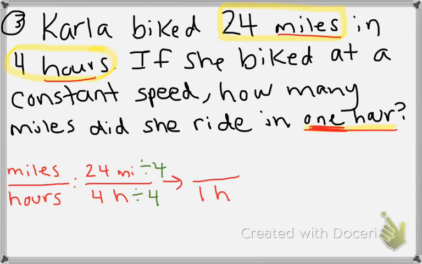24 divided by 4. Now this is a simple division problem. Okay, and 24 divided by 4 is 6. Okay, so if she biked at a constant speed, she would go 6 miles per hour, or 6 miles in 1 hour.